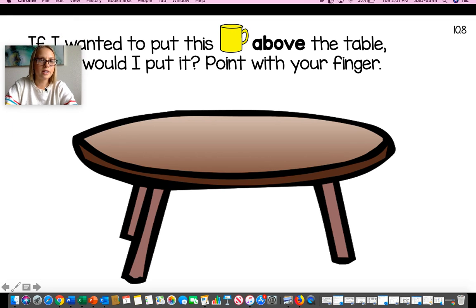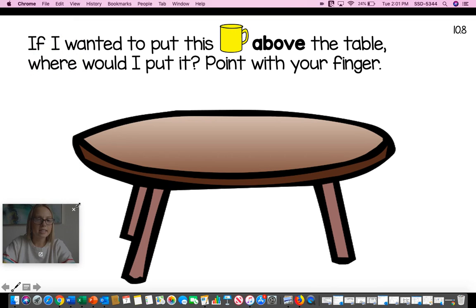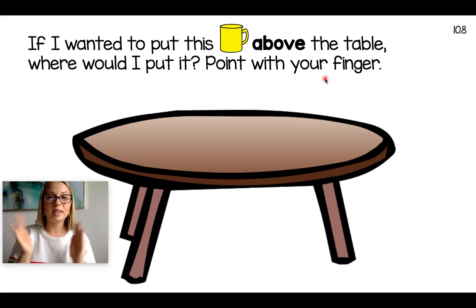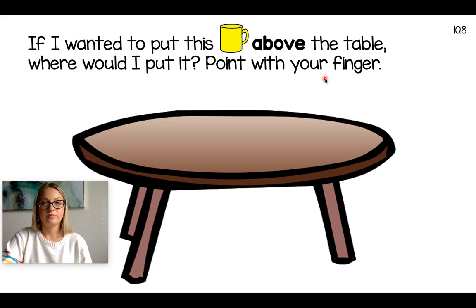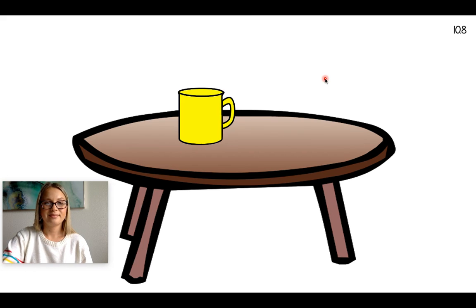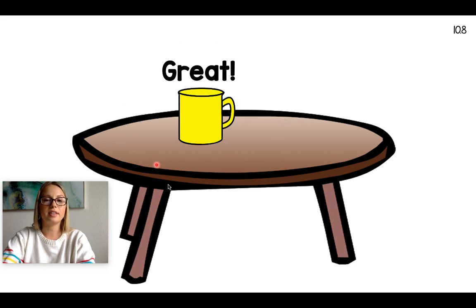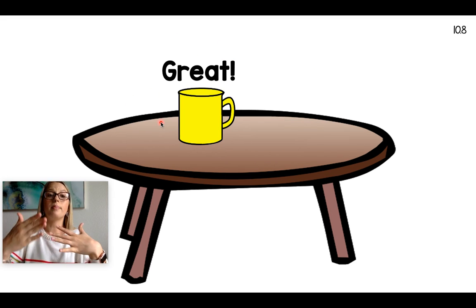Okay, I'm going to move out of the way. Here we go. If I wanted to put this mug above the table, where would I put it? Point with your finger. Where would I put the mug if I wanted to put it above the table? Great. That is above the table, right? We know above means on top of the table.